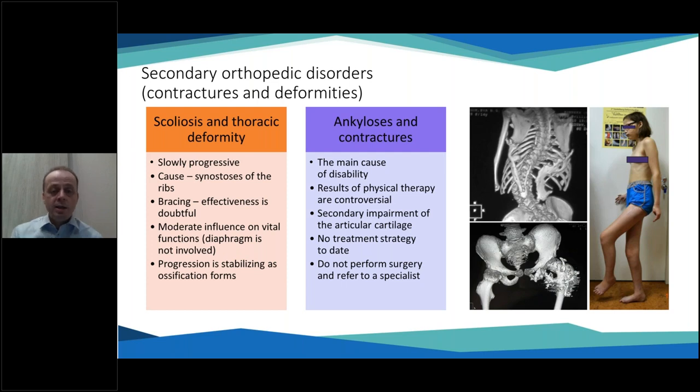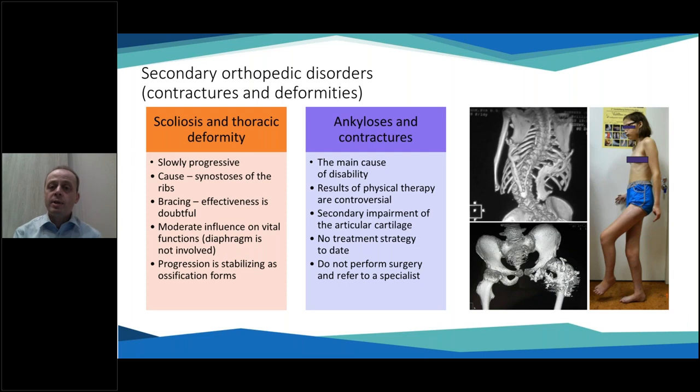And again, interestingly, progression is stabilized as ossification forms. So scoliosis never leads to collapse of the spine, like it does, for example, in severe cerebral palsy, spinal muscular atrophy and other neurogenic conditions. Ossification makes a kind of corset and stops the progress of the deformity at some stage.